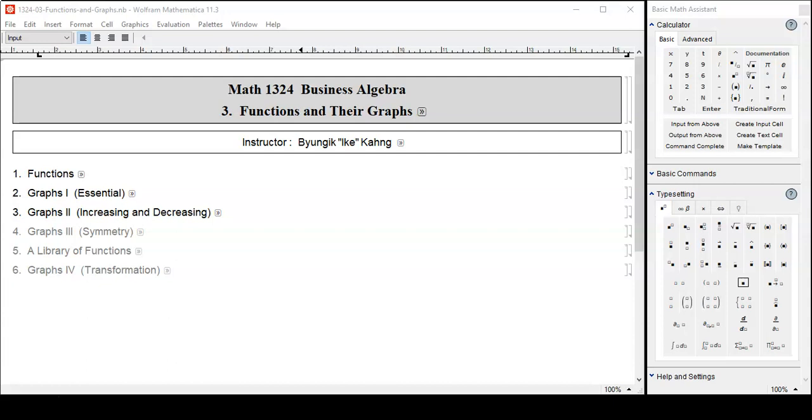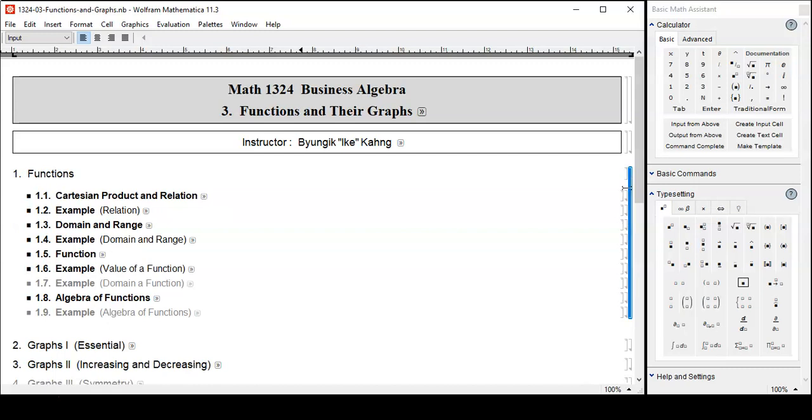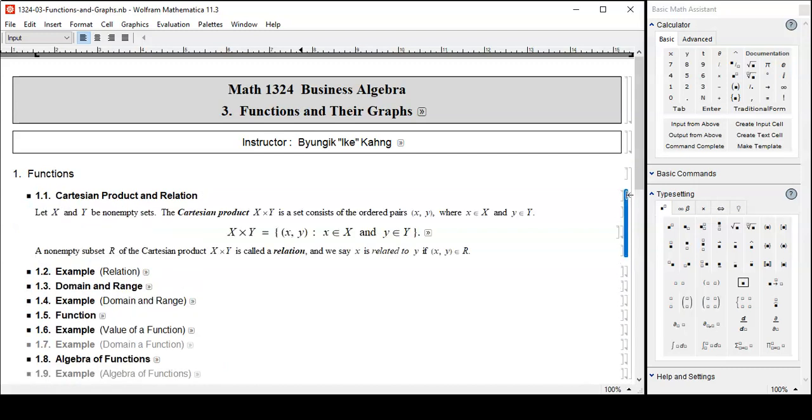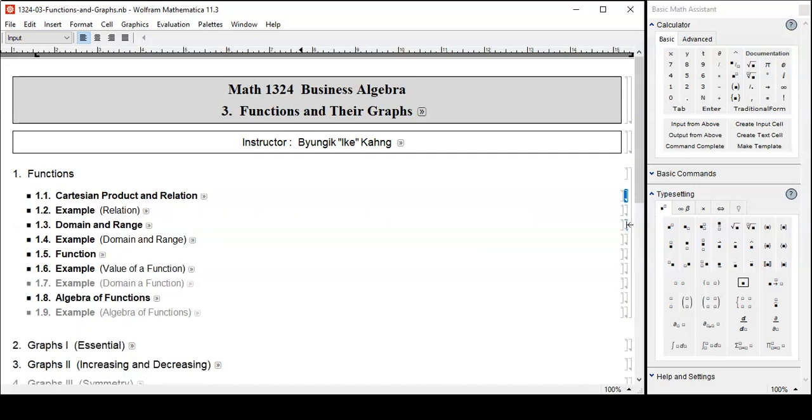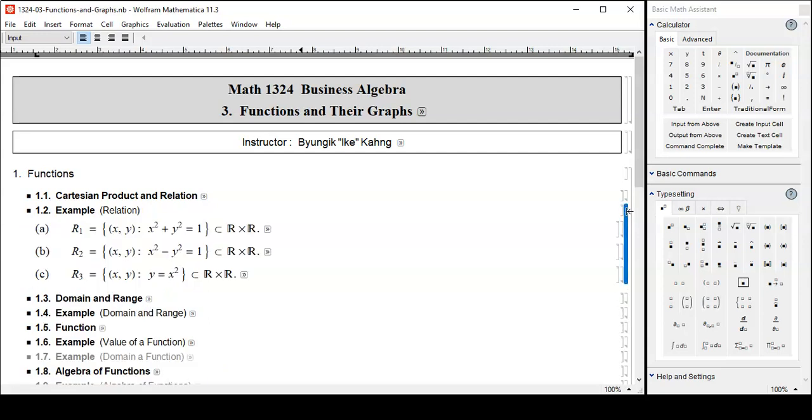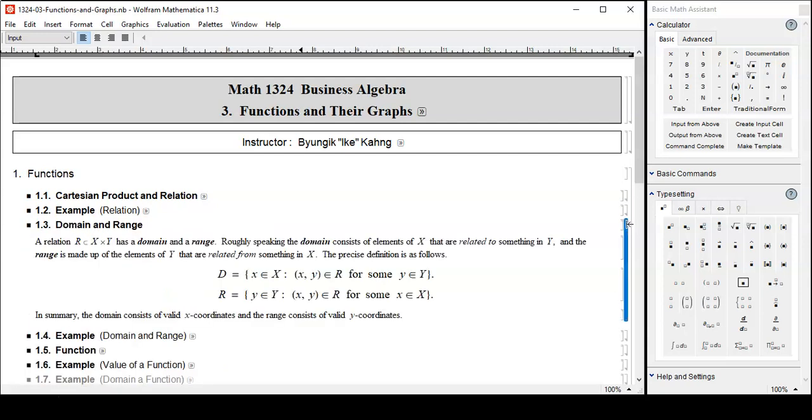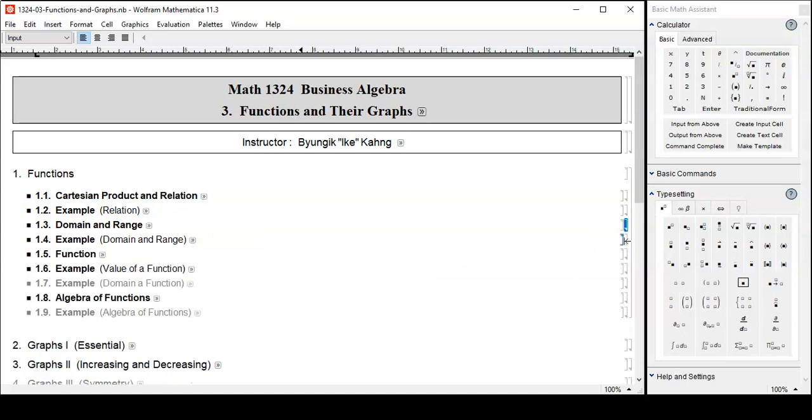Hello students, welcome back. In the previous video, we talked about the Cartesian product and relation, went through some examples and the domain and range of relations, and then went through some more examples.